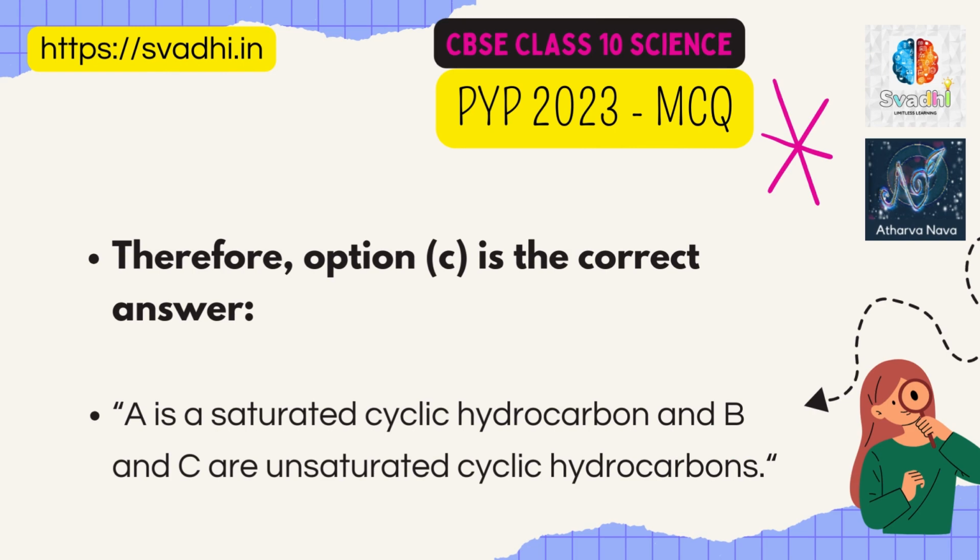A is a saturated cyclic hydrocarbon and B and C are unsaturated cyclic hydrocarbons.